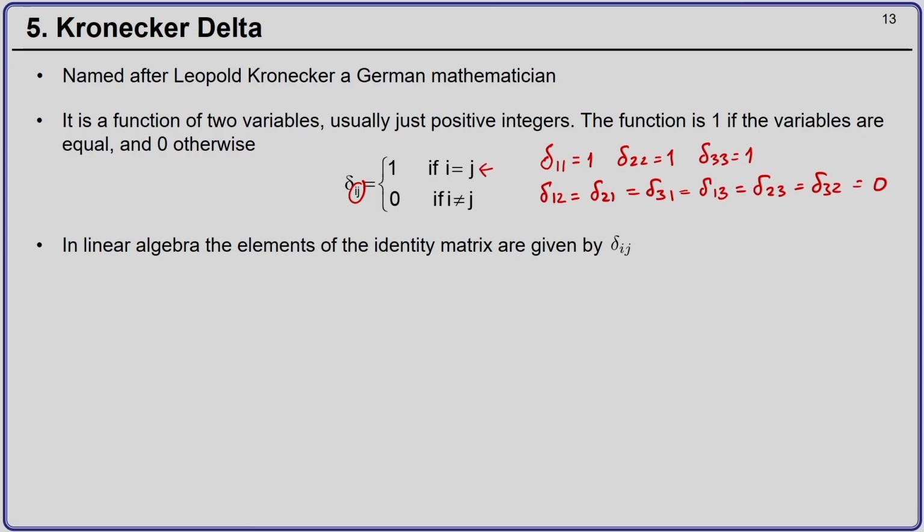Okay. So, in linear algebra, the elements of the identity matrix can be written in this form, delta ij. Okay. So, an identity matrix of order 3 will be 1 0 0, 0 1 0, 0 0 1. Okay. So, you can see when row is equal to column, when i is equal to j, so if you consider i as your rows and j as your columns.